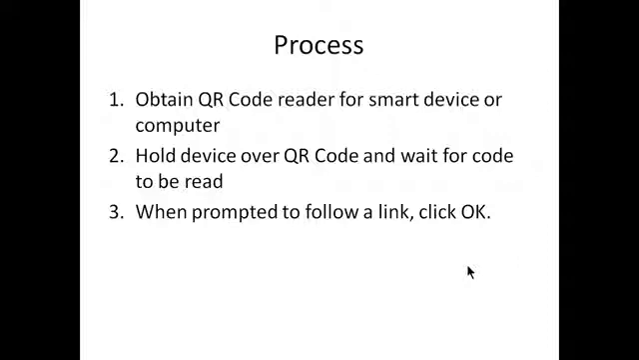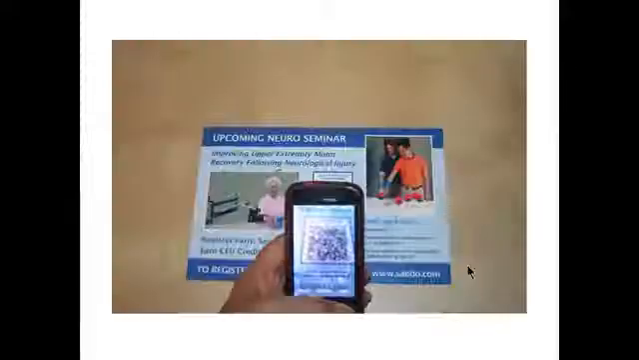So what's the process? Well, you obtain a QR code reader for a smart device or a computer. You hold the device over the QR code and you wait for the code to be read. It uses the camera built into those devices. And then when prompted to follow a link, you click OK. So let's see what that might look like.